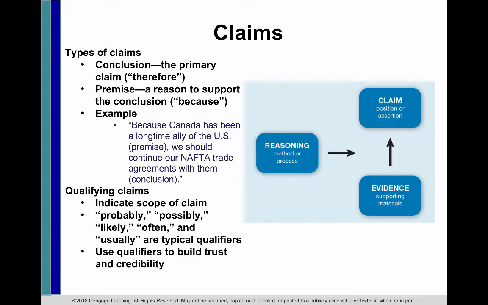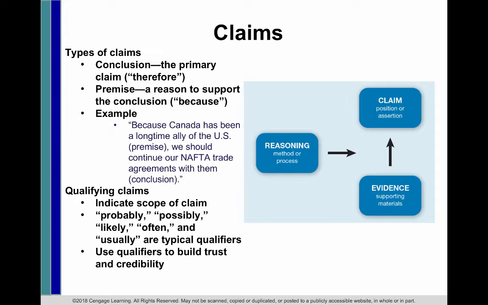The other type of claim is called a premise. These are reasons to support the conclusion. In a speech, you can consider each of your main points to be a premise, or a smaller argument that you need to prove in order to prove your thesis. Sometimes there are indicator words that help you to determine what is a premise and what's a conclusion. For conclusions, you might see the word therefore, or consequently, or so. For premises, you might see the words because, or in light of, or since.